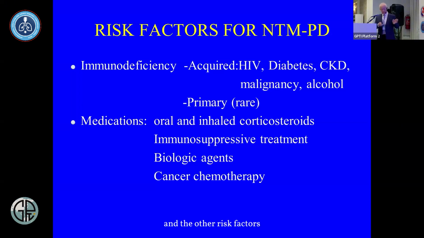The other risk factor, obviously, is immunodeficiency. So you can have a primary, which is rare, like chronic granulomatous disease, for example. But these are rare, although they do increase the risk factor for NTM pulmonary disease. The acquired immunodeficiency, for example, in HIV, people who are diabetic, chronic kidney disease, malignancy, and alcohol, particularly in the West, in association with severe COPD, predispose people to NTM infection.